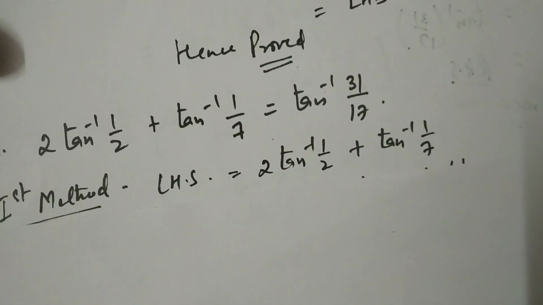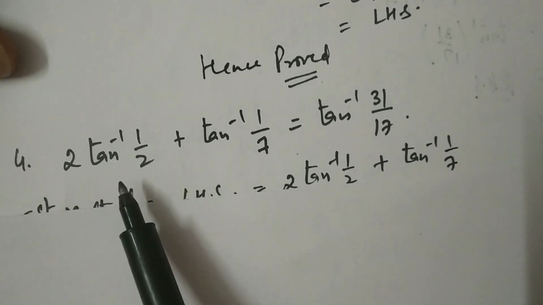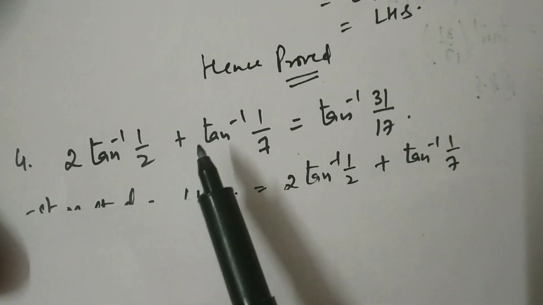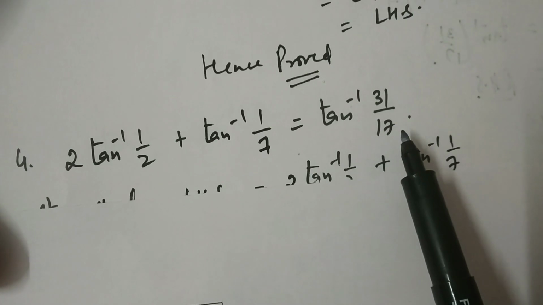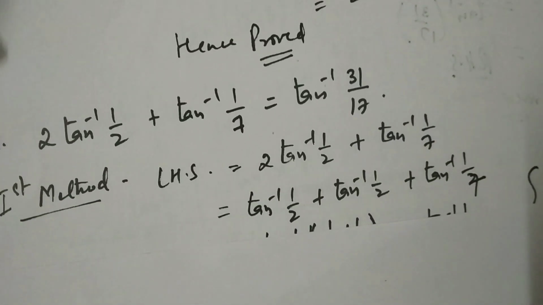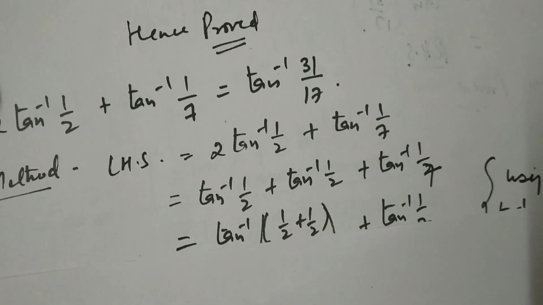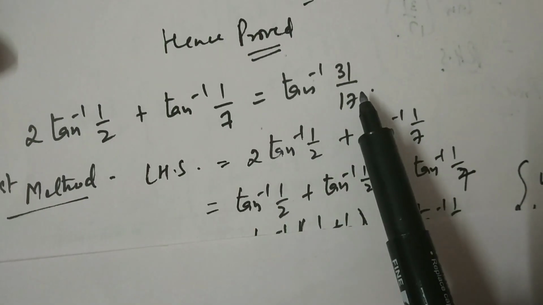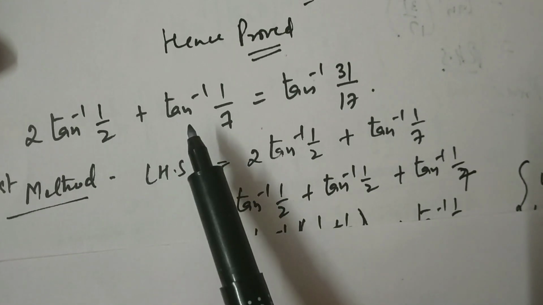Now I have taken question number 4 of exercise 2.2. I have to prove 2 tan inverse half plus tan inverse 1 upon 7 equal to tan inverse 31 upon 17. Now children, this can be done in 2 ways. I have taken the first method here, and the second I will explain right now. Since on the RHS I have to get a single quantity, and on the left hand side I have 2 quantities to be added.